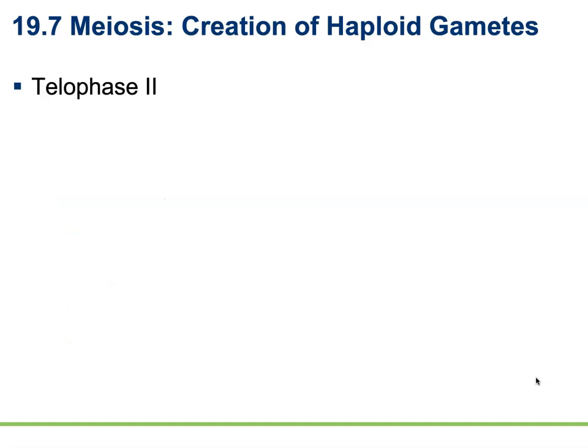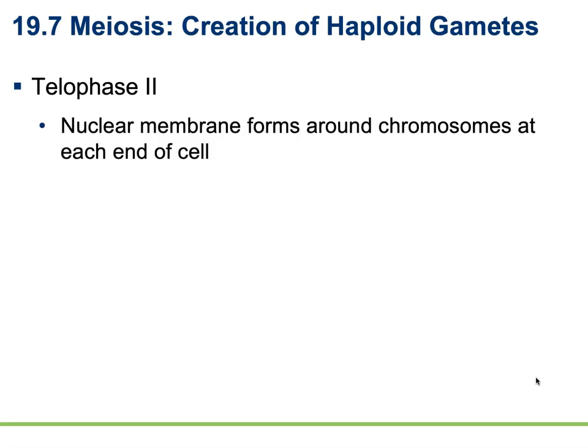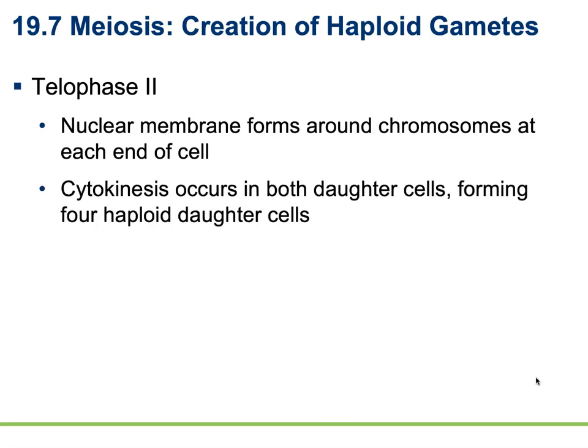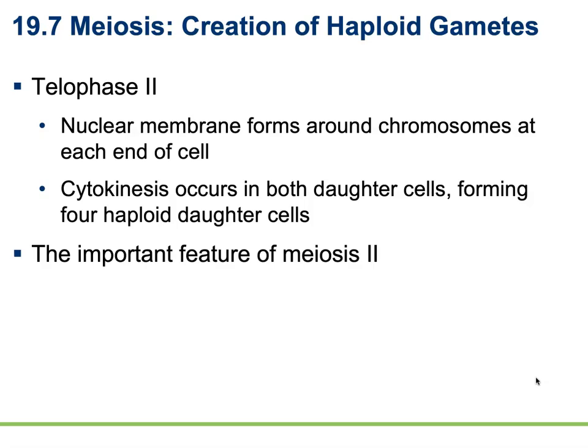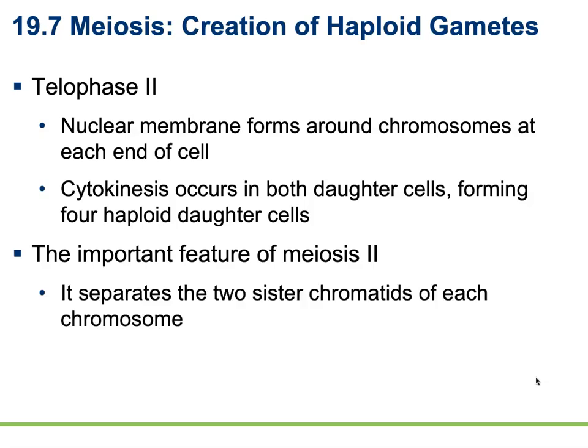Then we go into telophase II. In telophase II, the nuclear membrane is going to form around the chromosomes at each end of the cell, and cytokinesis is going to occur in both daughter cells, forming four haploid daughter cells. The important feature of meiosis II is that it separates two sister chromatids from each chromosome. So meiosis I is separating homologous pairs, and meiosis II is separating sister chromatids.